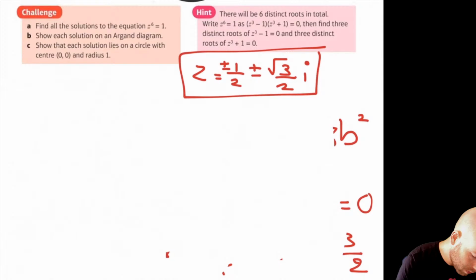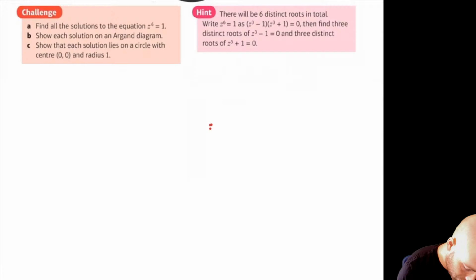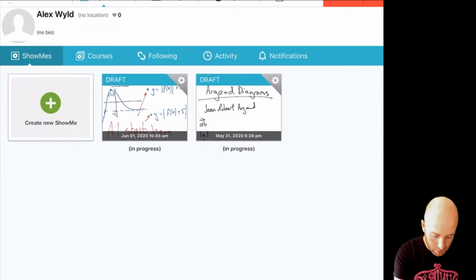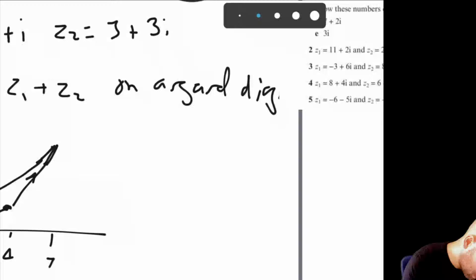So, z is... Everything's crashing. So, yeah, z is going to be a half plus root 3 over 2i, a half minus root 3 over 2i, minus a half plus root 3 over 2i, minus a half minus root 3 over 2i. Yeah, and it's all deleted. It's really good when that happens.